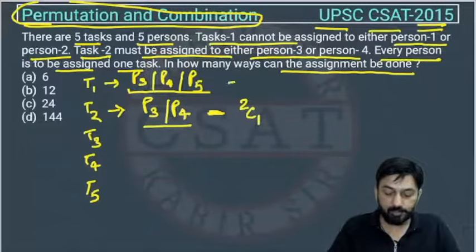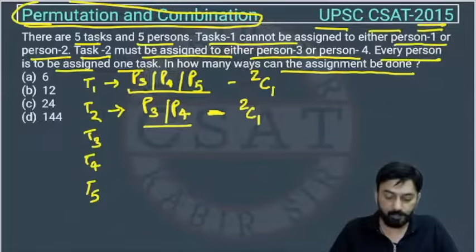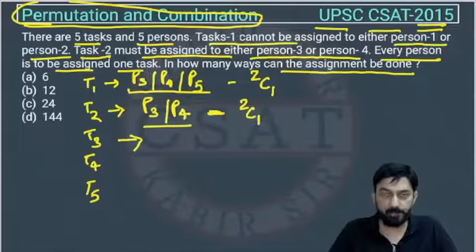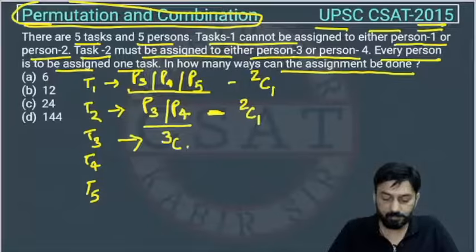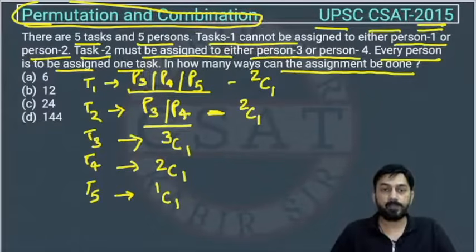So for this T1 task, 2 people are there, and out of these 2 we will select 1 person, right? Now for this T3 task, 2 people we have already consumed, so we are remaining with 3 people. Out of 3 any one can come here, so 3C1. For T4, 3 people are already consumed for the T1, T2, T3 tasks, so now we are remaining with 2 people. Out of 2 people, 1 will be selected for the T4 task, and for the T5 task we are remaining with 1 person, and out of that we will select 1 person.